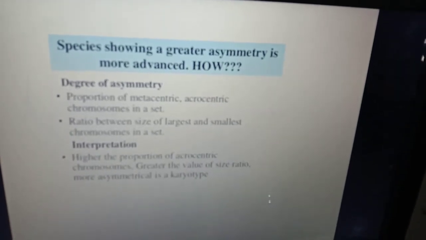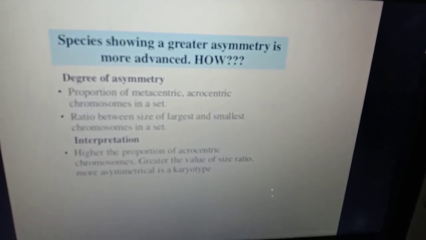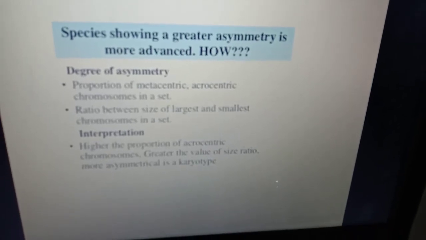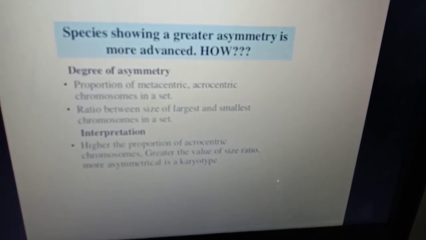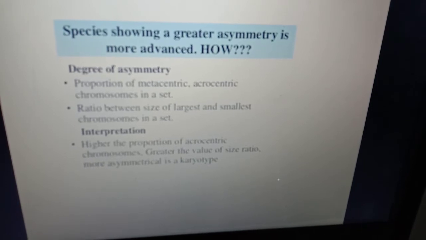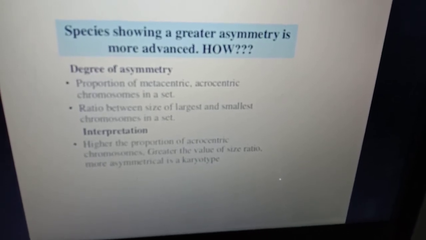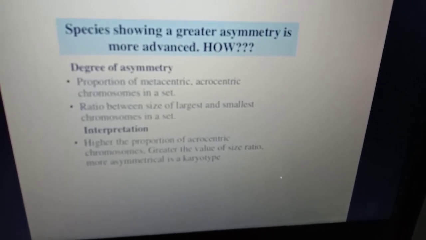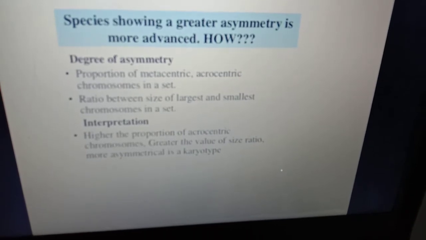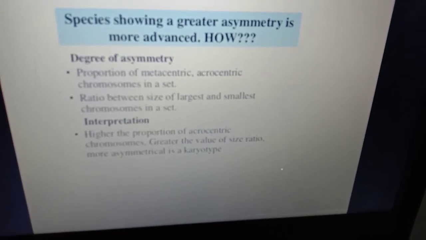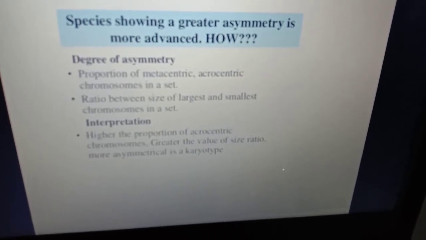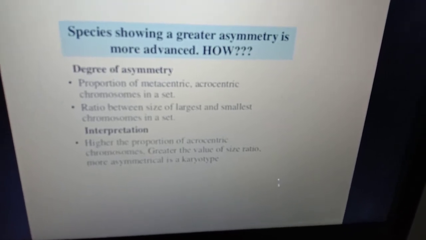Species showing greater asymmetry are more advanced. How? By the degree of asymmetry: the proportion of metacentric and acrocentric chromosomes in a set, and the ratio between the size of the largest and smallest chromosome in a set. The higher the proportion of acrocentric chromosomes and the greater the size ratio, the more asymmetric is the karyotype.